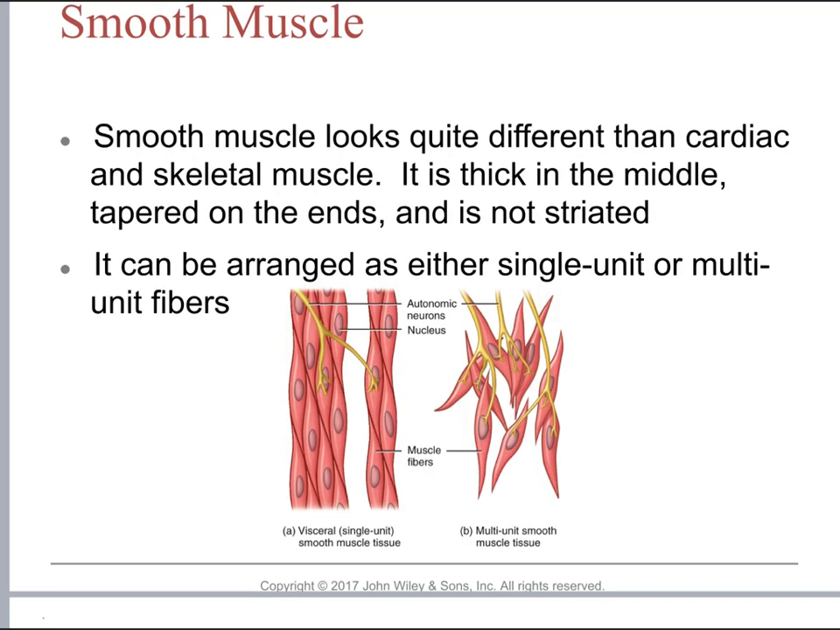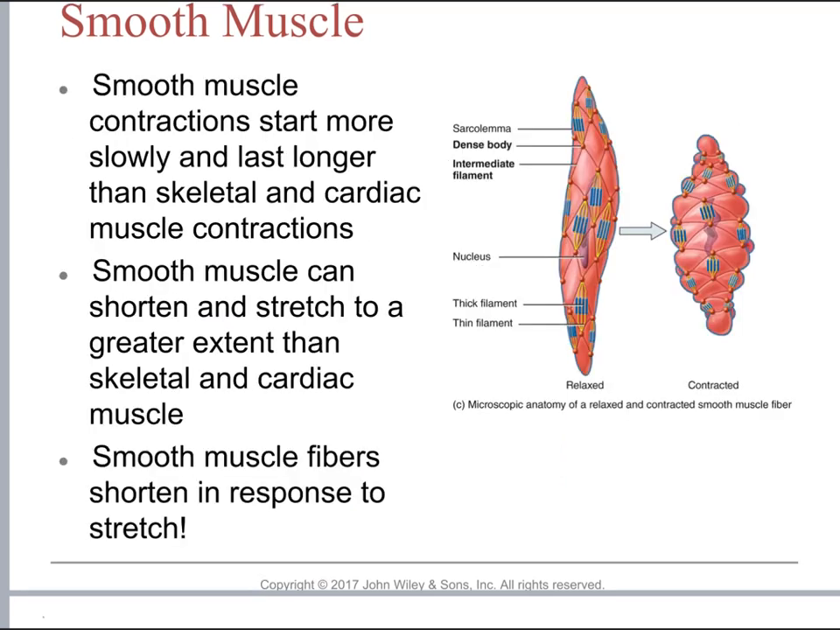Smooth muscle, on the other hand, is very different from cardiac and skeletal muscle. It looks completely different. It lacks striations, it's thick in the middle, and tapered on the ends. It can be arranged as either single unit or multi-unit fibers. Smooth muscle contractions start more slowly and last longer than skeletal and cardiac muscle contractions. The smooth muscle can shorten and stretch to a greater extent than skeletal and cardiac muscle, and the smooth muscle fiber shortens in response to stretch.